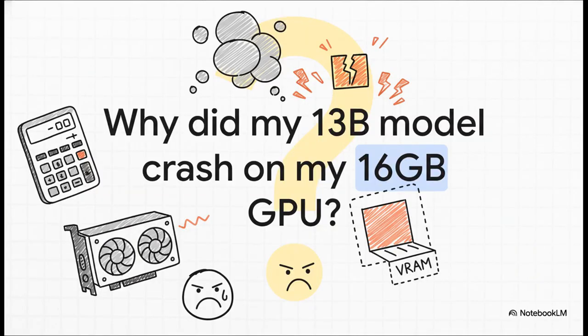So let's start with a question I know is on a lot of your minds. You've got a 16 gig GPU, you've got a 13 billion parameter model, and you think, yeah, that should fit, right? I mean, the math seems to work out. So why did it crash? It is honestly one of the most common and, let's be real, frustrating roadblocks when you're building local AI.